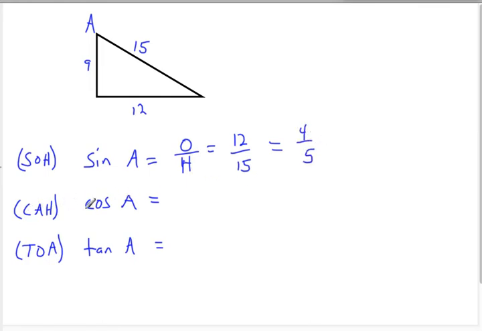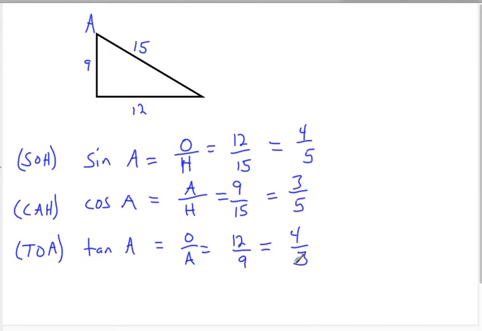Cosine angle A, that's CAH, so A over H, adjacent over hypotenuse. The adjacent leg to angle A is 9, and the hypotenuse is 15. And so that would be 3/5. And then the tangent of angle A, that's TOA, that's opposite over adjacent. The opposite would be 12, and the adjacent would be 9. So this would be 4/3.